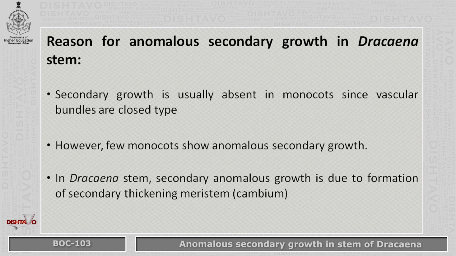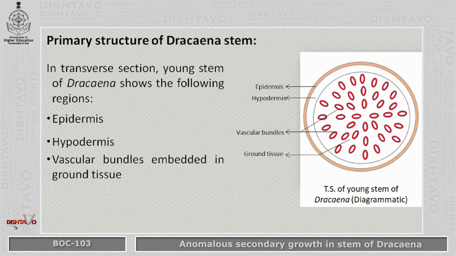A transverse section of a young stem of Dracaena shows an outermost single-layered epidermis covered with cuticle. Epidermis is followed by hypodermis, which is sclerenchymatous in nature, and in the center you will find the ground tissue with scattered vascular bundles. Vascular bundles are conjoint, collateral and closed type.